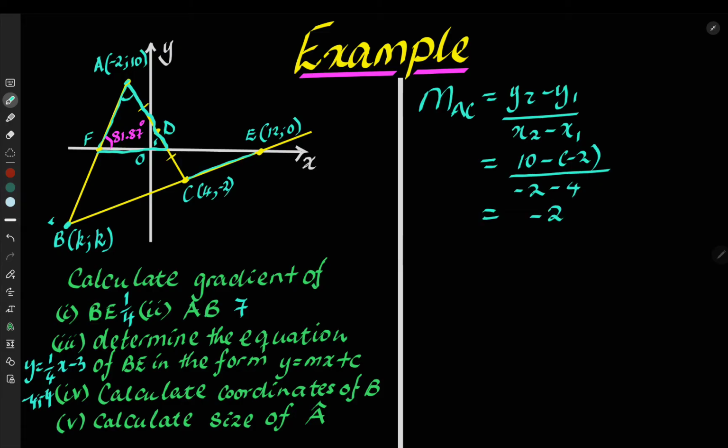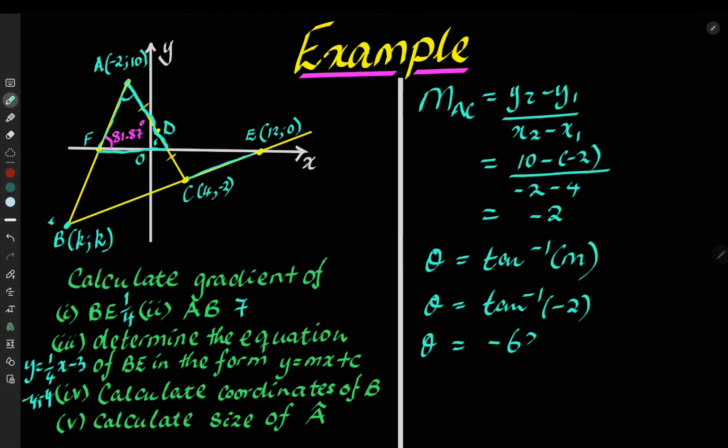Now, since we have the gradient, we can calculate the angle. Remember, to calculate the angle, theta is equal to tan inverse M. So theta will be equal to tan inverse negative 2, and in this case our theta will be equal to negative 63 degrees. The reason it's negative 63 degrees is that this angle here is an obtuse angle, so you are literally calculating the other angle. So the negative 63 is just equal to 63 degrees. Now we know that that angle is 63 degrees.